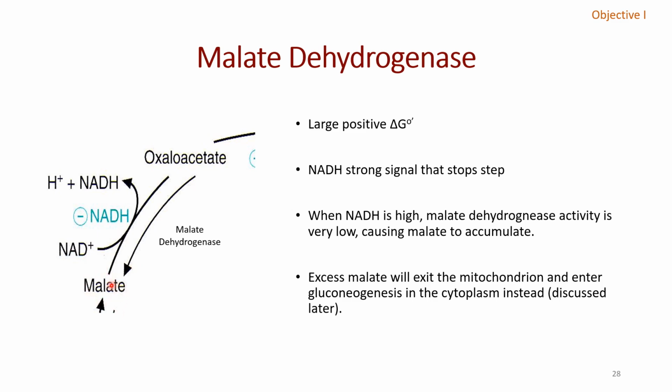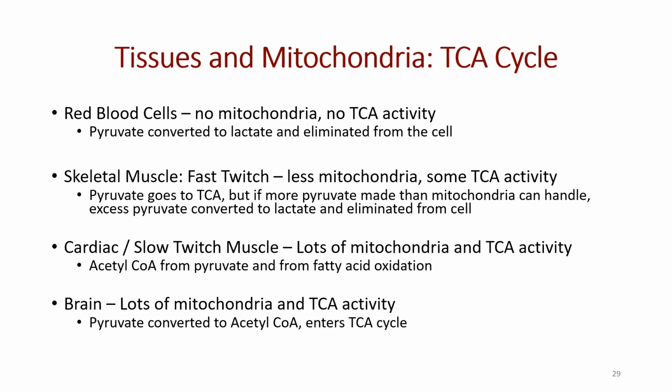It will leave the TCA cycle and go do something really important, and that something is glucose formation. That'll be when the liver is trying to synthesize glucose to put it out into the blood, and malate is one of the precursors of the materials that's going to lead to that. That'll be covered in a later lecture coming up.